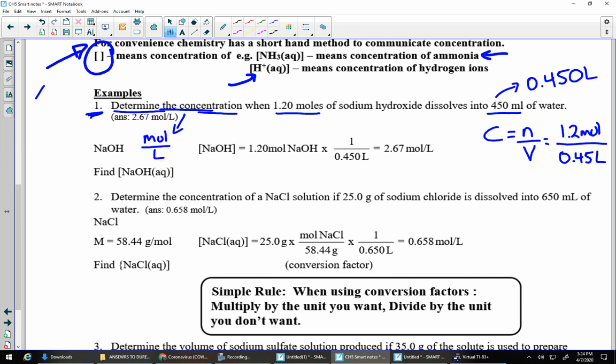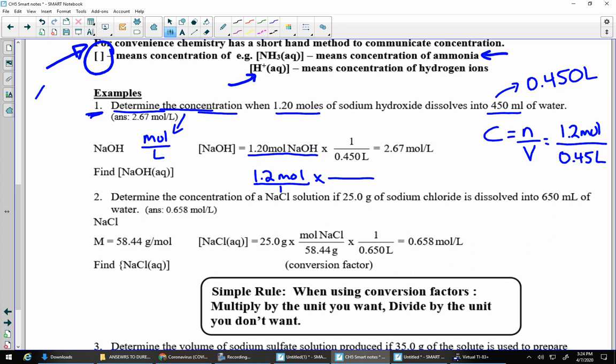So I'm going to start with one of the two things. I'm going to write out 1.20 moles of sodium hydroxide. In this case, because it's all sodium hydroxide, you don't necessarily need to write out NaOH. I'm going to start with 1.20 moles. Cool. And then my other number, 450 milliliters, or 0.450 liters, I'm sort of treating this as my conversion factor. I know that I need to end up with moles on the top and liters on the bottom.